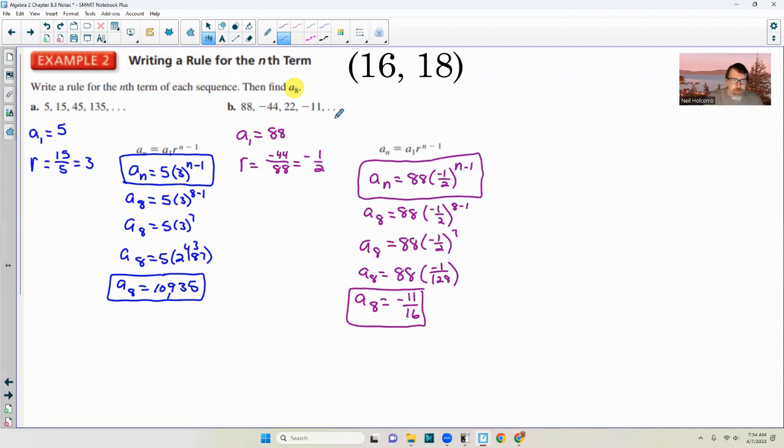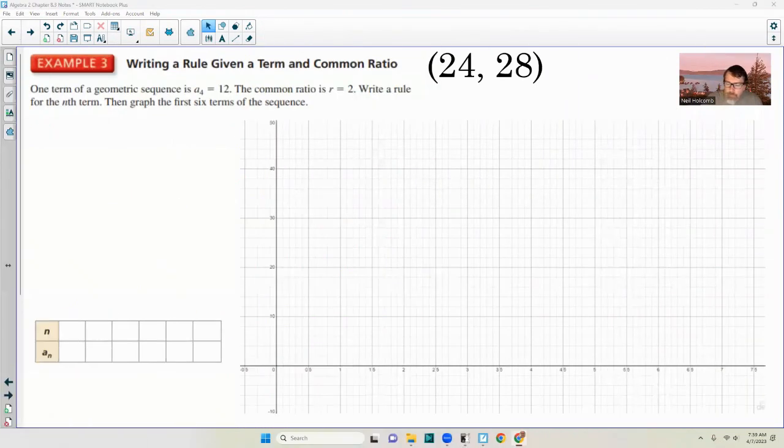Okay, so that's how you find a rule and a particular term in the sequence. Now you should do problem number 16 and 18 in your exercises.